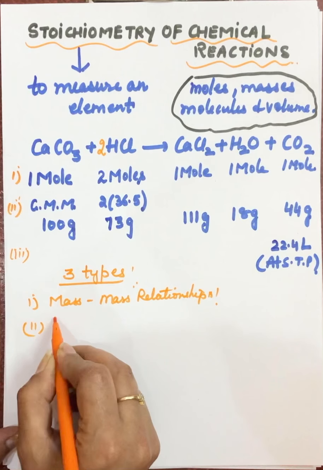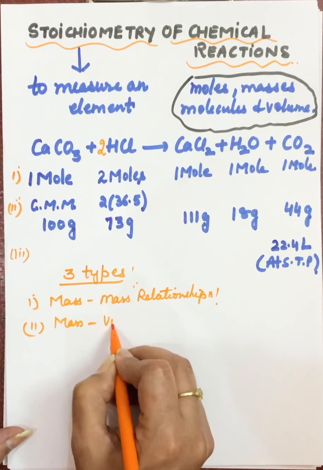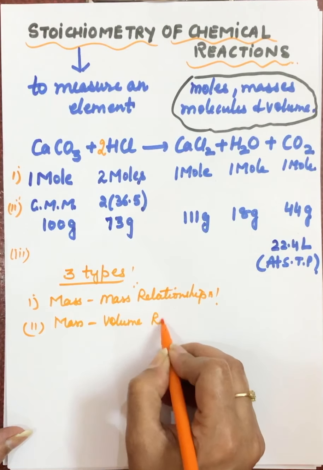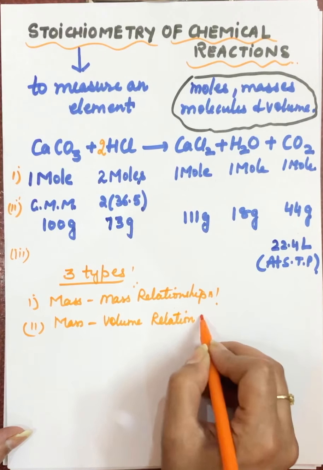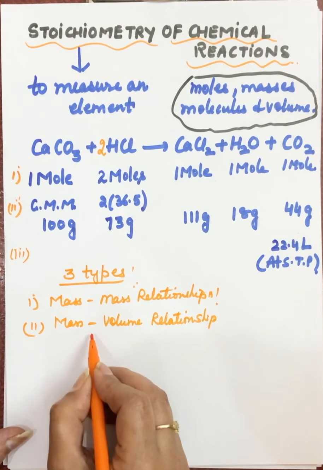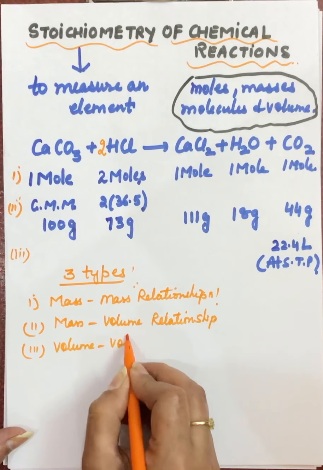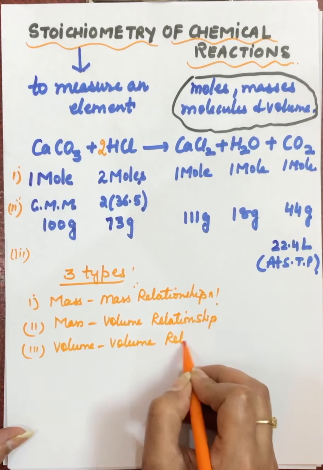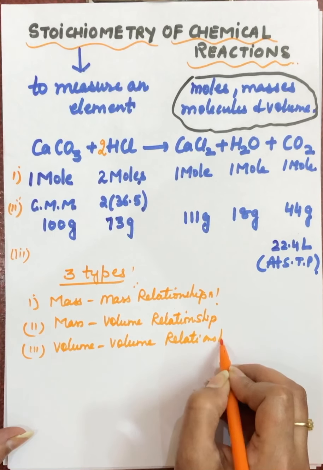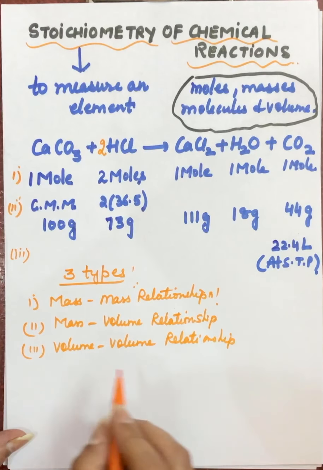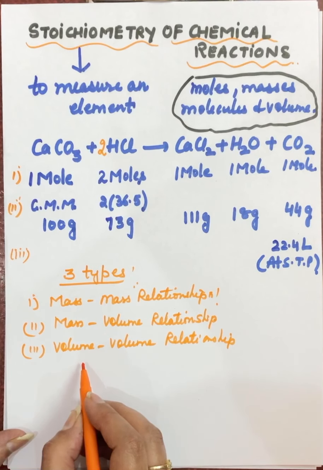Second is the mass-volume relationship. This means the mass or volume of one of the reactants or products is given and the mass or the volume of the other can be calculated. Third is the volume-volume relationship. This means the volume of one of the reactants or products is given and we can find out the volume of the other reactant or the products.